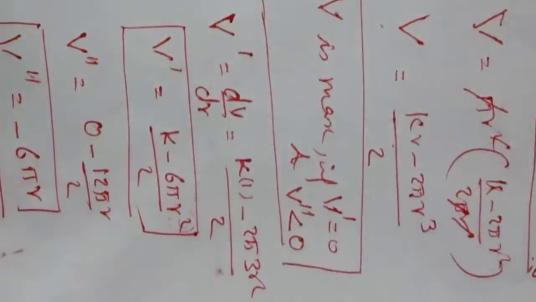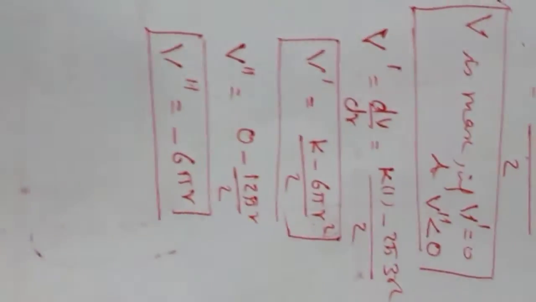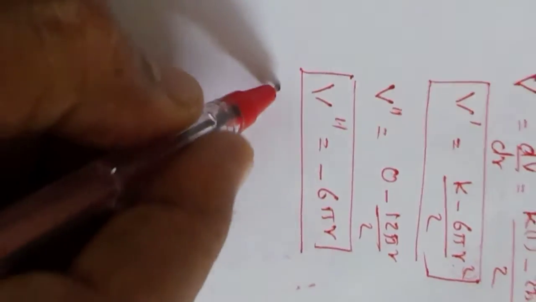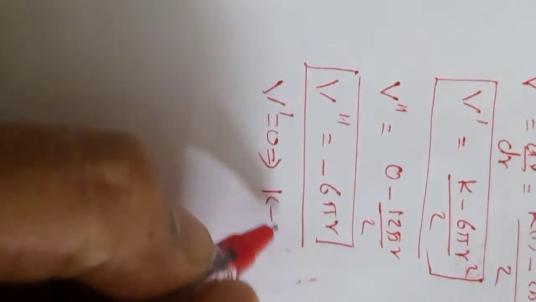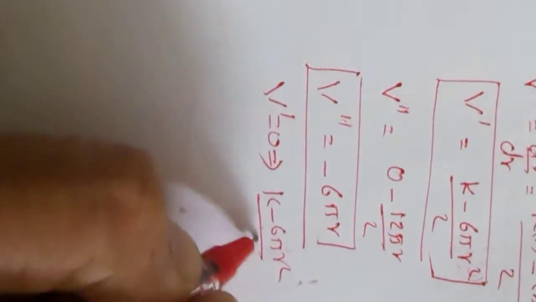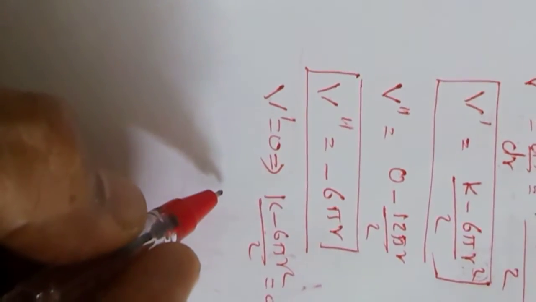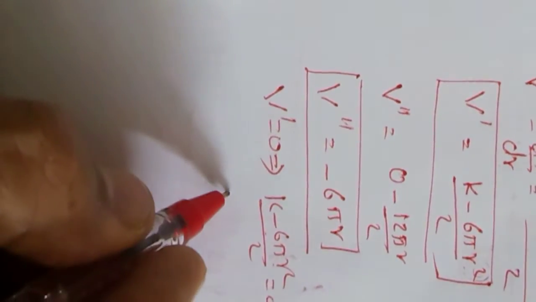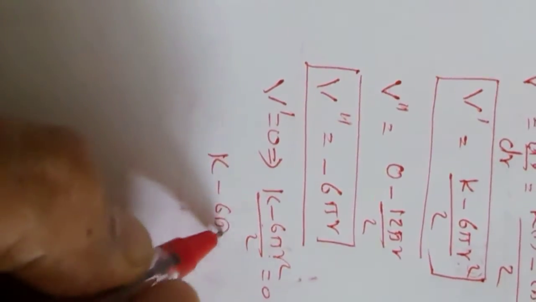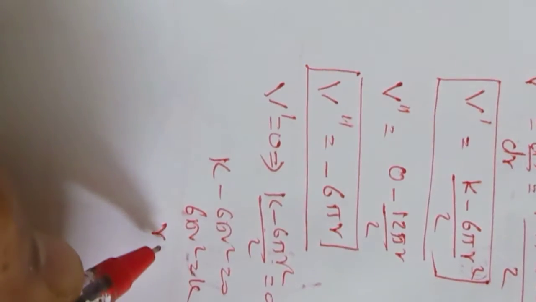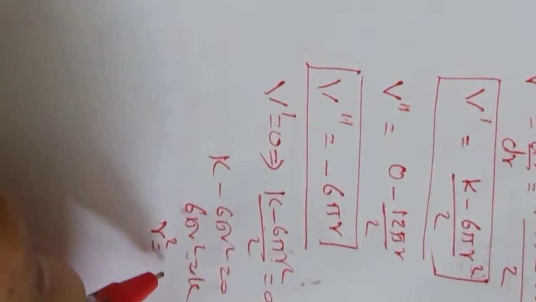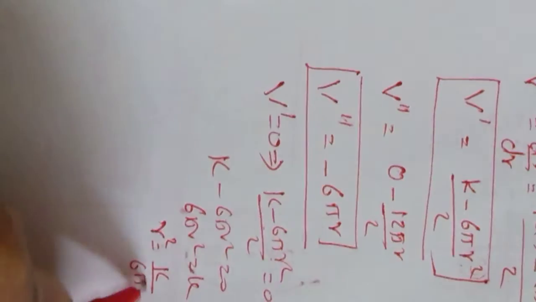So now what you have to do is equate your first derivative to 0 and find that critical value, that is the value of r. So equate your v dash equal to 0. What do you get then? K minus 6 pi r square by 2 equal to 0. So from that we need to track down this r. K minus 6 pi r square is 0, therefore 6 pi r square equal to k, r square is equal to k by 6 pi.